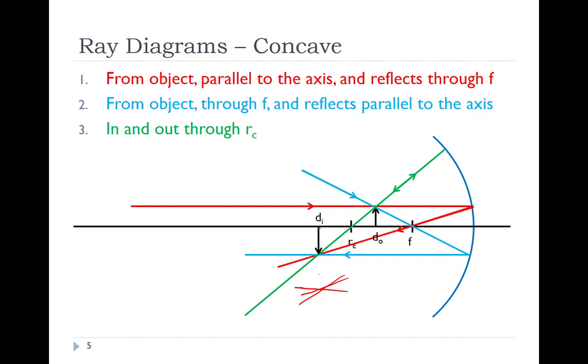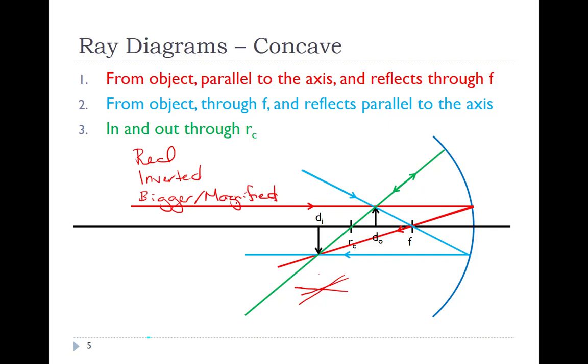Characterizing this image. Again, I could put a screen here. So it is real. It is inverted. My 2 arrows, one points up, one points down. And my image is bigger than my object arrow. Therefore, you can say it is bigger, or you'll often hear me refer to it as magnified.